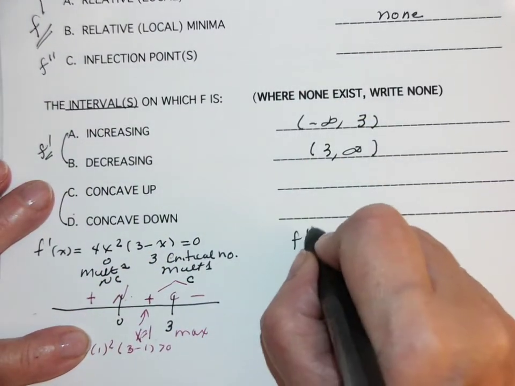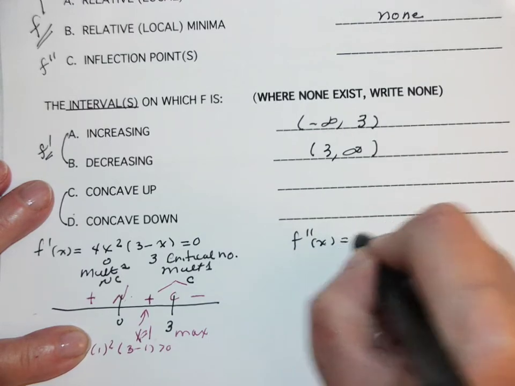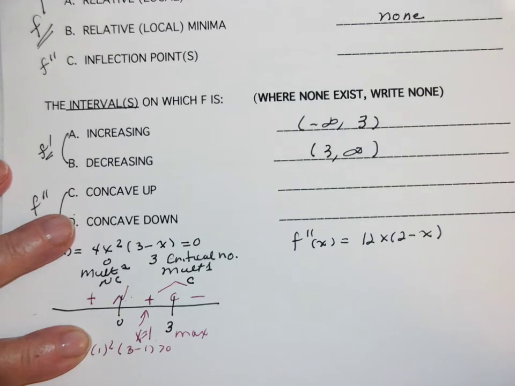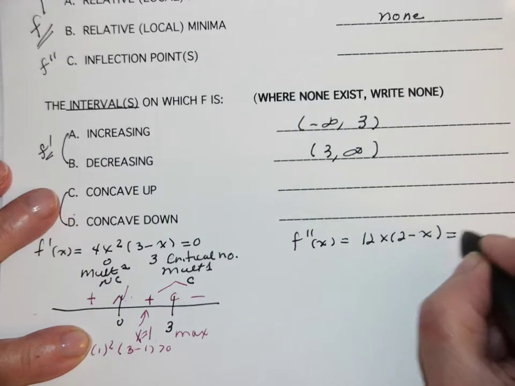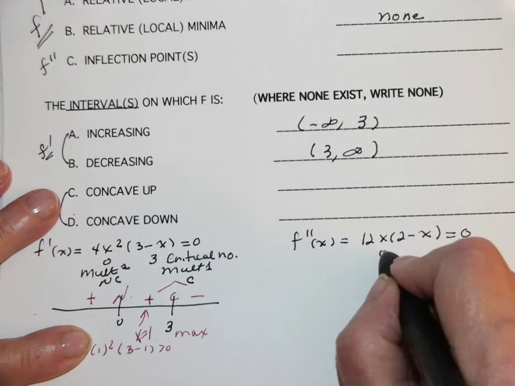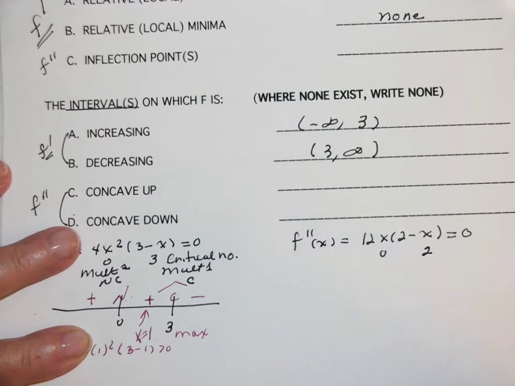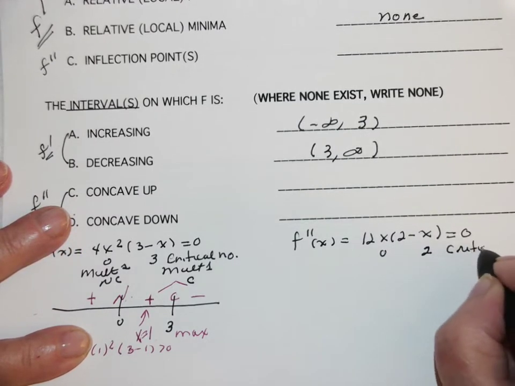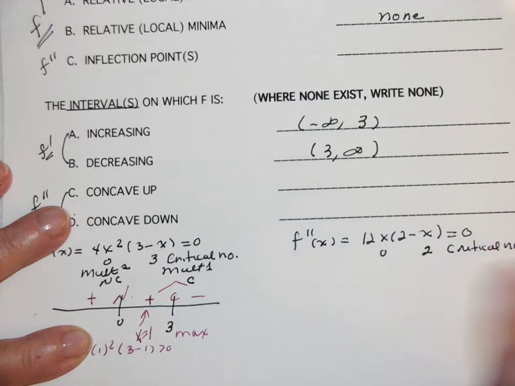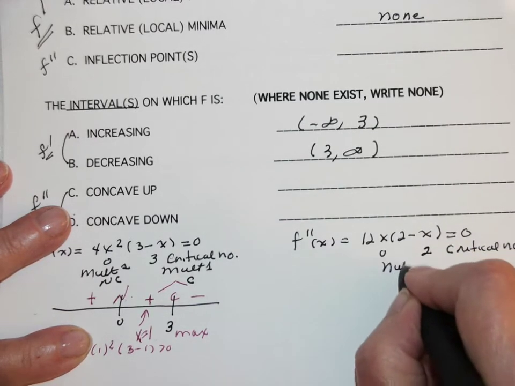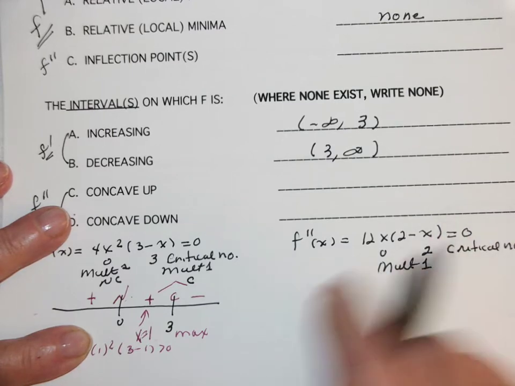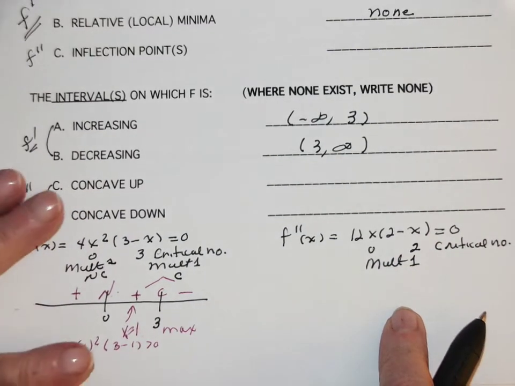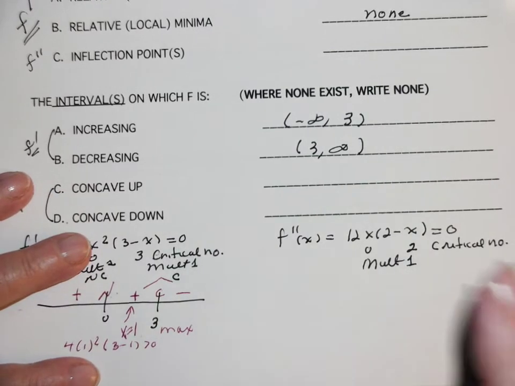So f double prime is 12x times 2 minus x. Set that equal to 0. 0 and 2 are my critical numbers. They're both multiplicity 1. That means there's a change across both of them. They are both inflection points. So this guy has 2 of them.